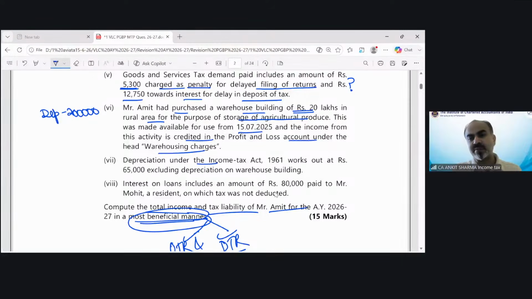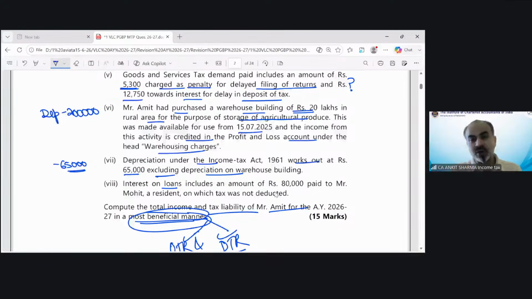Depreciation under the Income Tax Act works out at rupees 65,000, excluding depreciation on the warehousing building. So we have added back the depreciation as per accounting, which was 1,07,250. But we need to reduce the depreciation as per income tax. So that is 65,000. I hope it's clear till now.